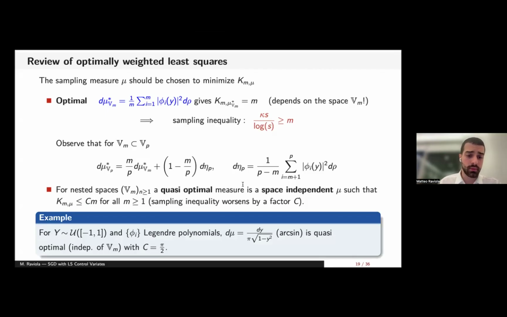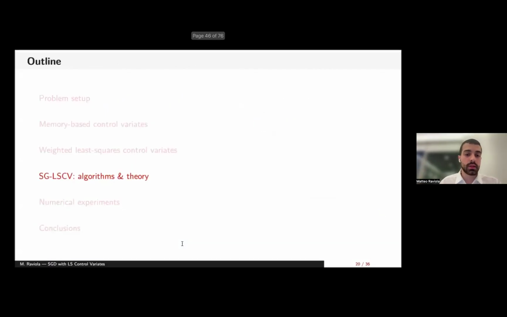The optimal measure always exists, but this quasi-optimal measure is a bit trickier, and so it exists only sometimes. A notable example is the case of a uniform distribution, where if you take for instance the phi i's to be Legendre polynomials, it turns out that the arcsine measure is quasi-optimal. So independently of the polynomial degree, you always have quasi-optimality with constant pi over 2.